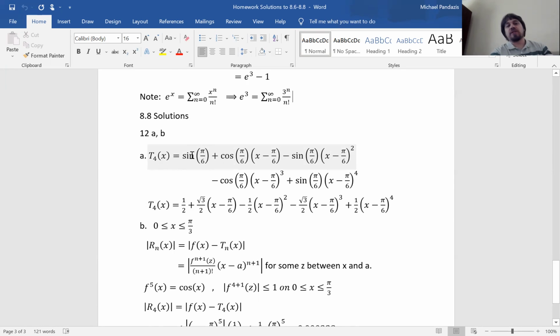Okay, so t sub 4 of x is just the Taylor series, but you're stopping at this term. So you have the 0 term, 1 term, 2 term, 3 term, and 4 term. So you're stopping there. And so you just plug in the terms of the Taylor series up to here, involving taking the derivatives of sine of x and plugging in a, right?